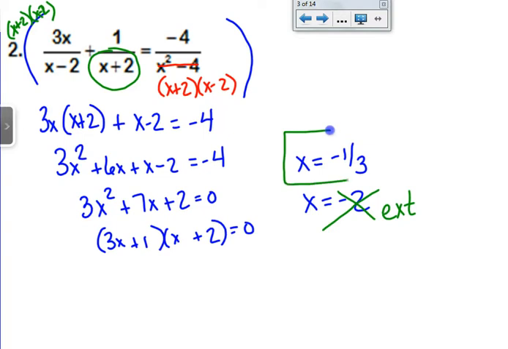X equals negative 1/3 does work. We're going to keep it. Show your teacher you got negative 2, cross it off, write "extraneous," and you'll get all your points.